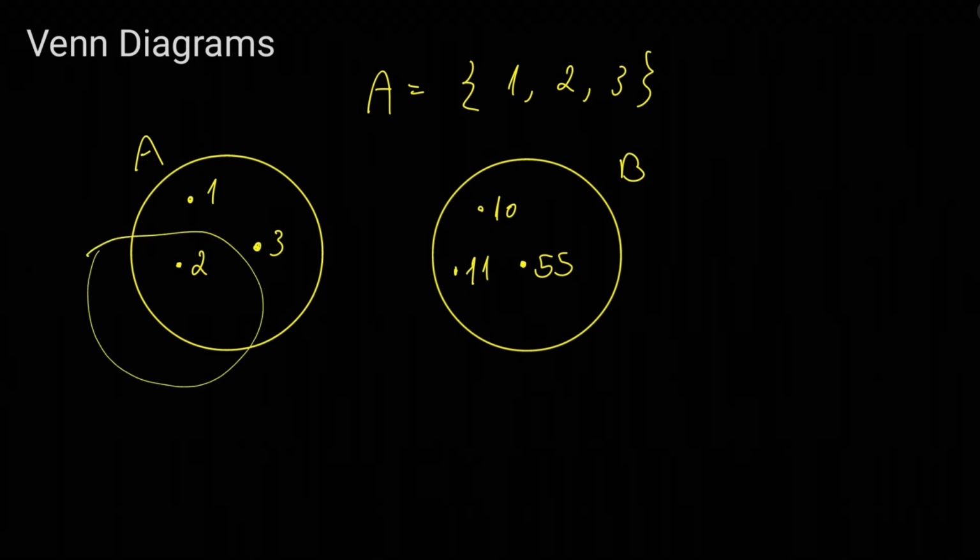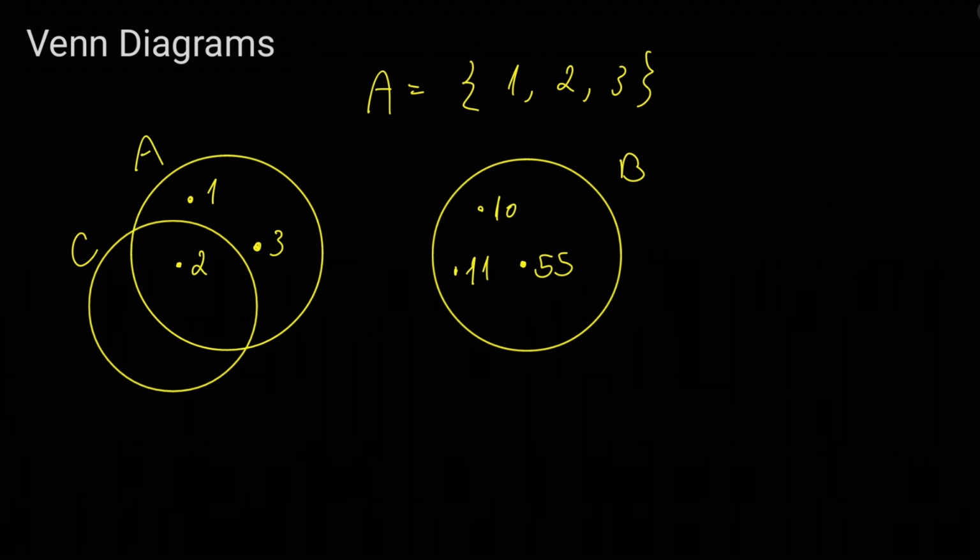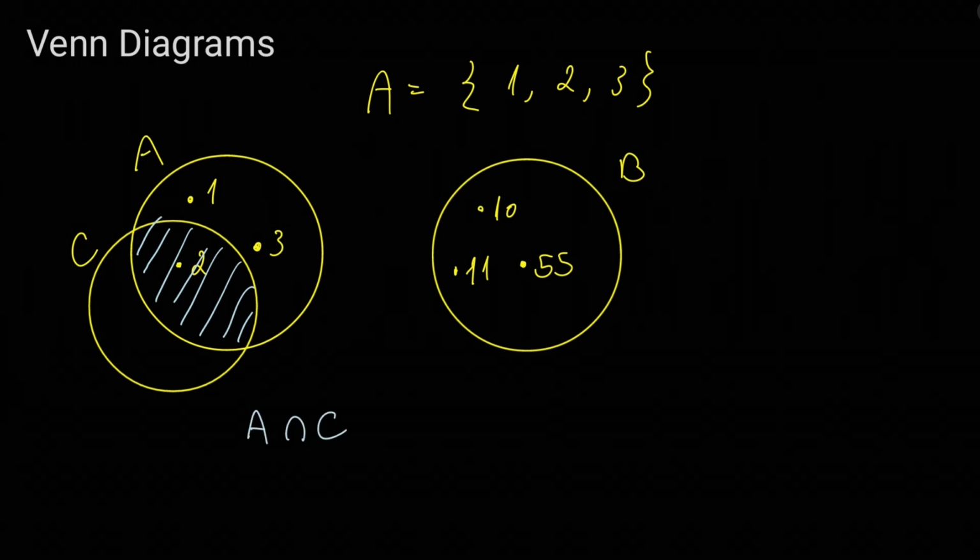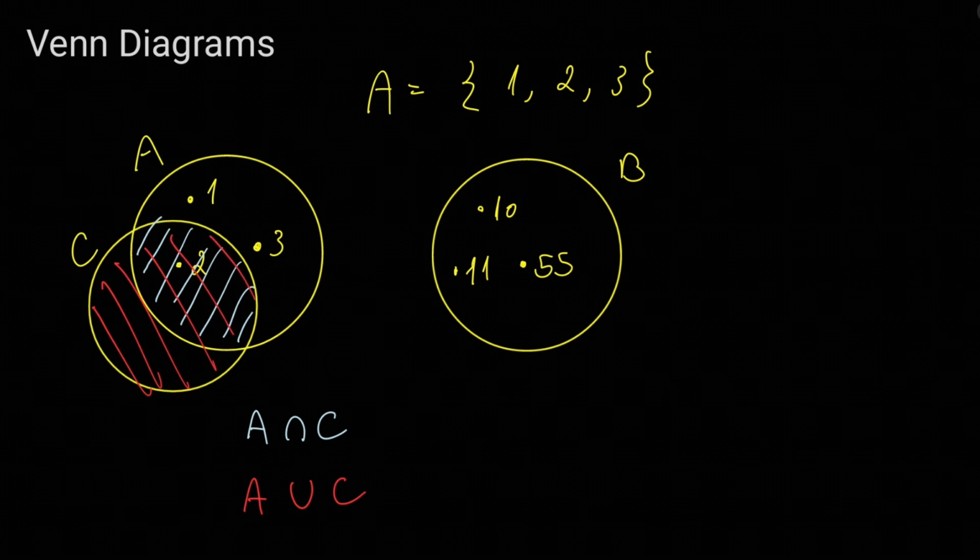Now if we have a set C, which does have an intersection with A, we draw the circles overlapping. The overlapping region, which is this one, represents the intersection A intersection C. What about A union C? Well, everything inside at least one of the circles represents the union. So this would all be A union C.